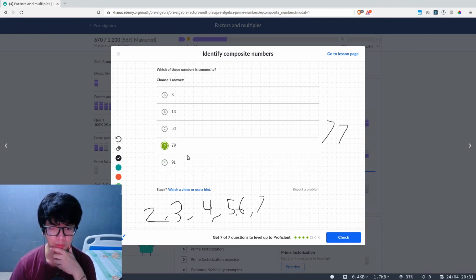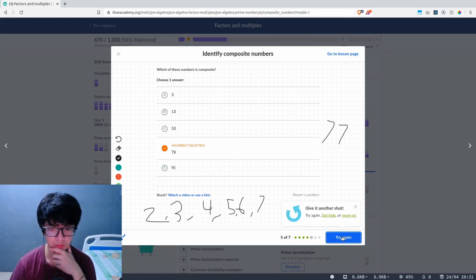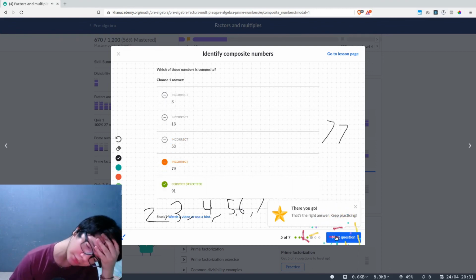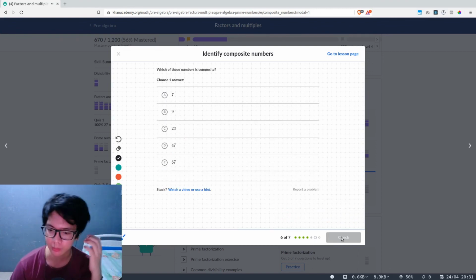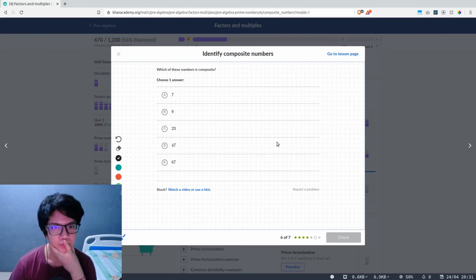Oh, this is divisible by 7. 70 plus 21, right? Which means this is the answer. I selected the prime again. I'm an idiot. Which of these numbers is composite? Oh, I hate myself so much.